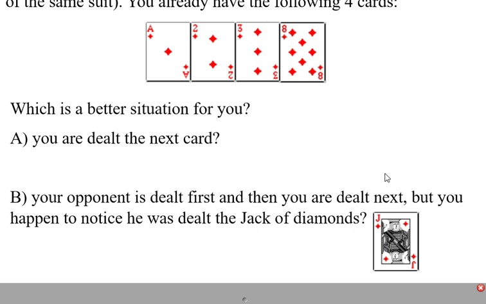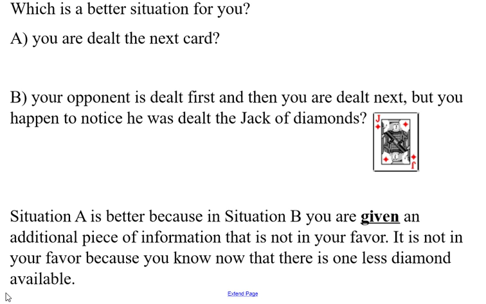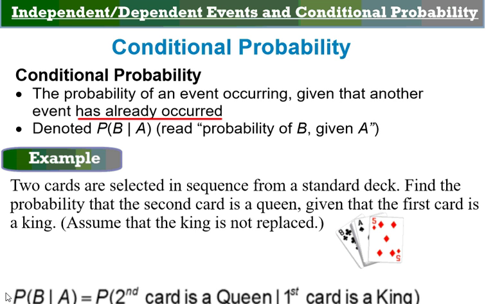Well, situation A would clearly be better for you, because in situation B, you notice that your opponent was given a diamond and you need a diamond, and so there is 1 less diamond in the deck for you. So that extra piece of information automatically makes you less confident that you're going to get a diamond because there's 1 less diamond in there. That extra piece of information has now changed your confidence. In mathematics, we're really talking about that it's changed the probability that the card you are about to get is going to be a diamond. And as I said, that is what we call conditional probability.